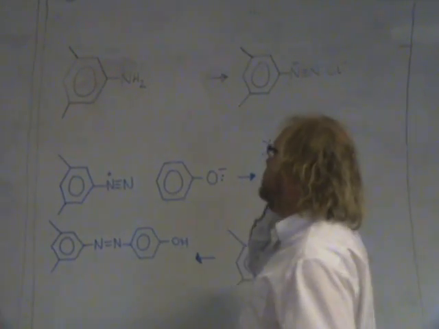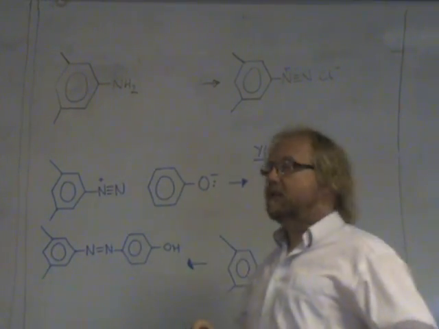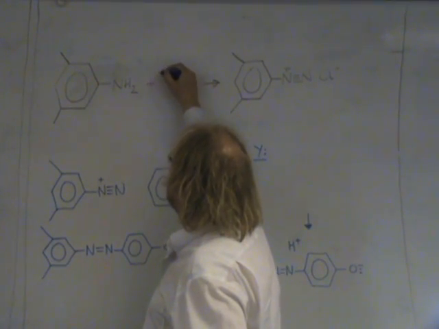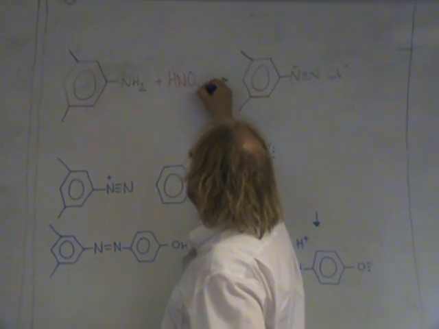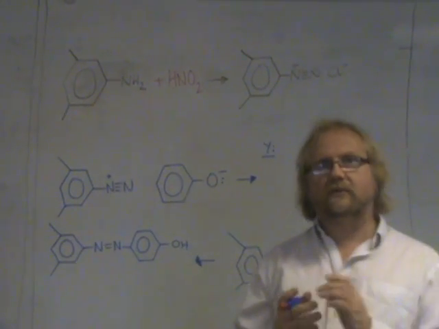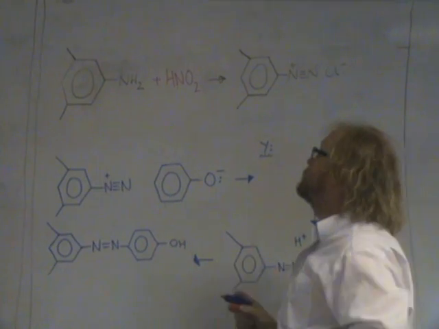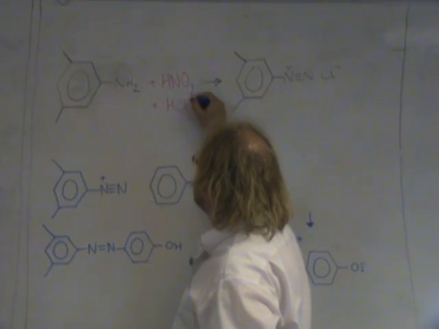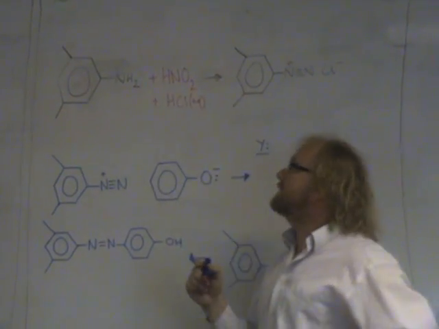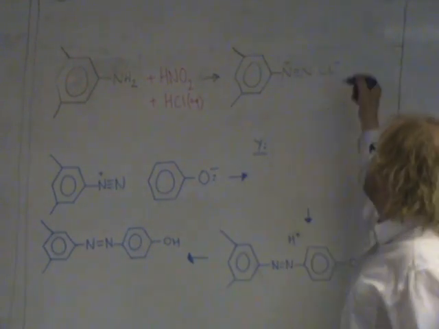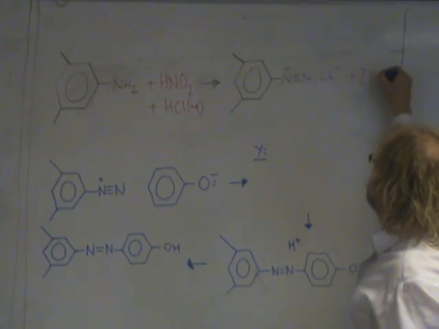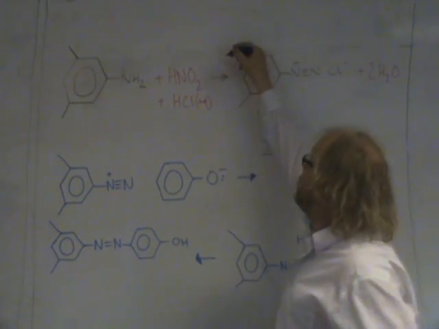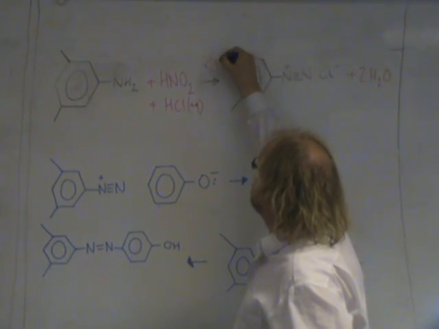Okay, then it asks you how to make it, starting from this compound, 3,5-dimethyl phenylamine. So what you need is, first of all, nitrous acid, HNO2. Okay, not nitric acid, not HNO3, which you use for nitration. This is nitrous acid, HNO2. And you also need aqueous hydrochloric acid. Okay, so those are the two reactants. To balance up that equation, you're going to need 2 waters on that side. So that's your equation. The conditions are that you've got to keep it below 10 degrees C.